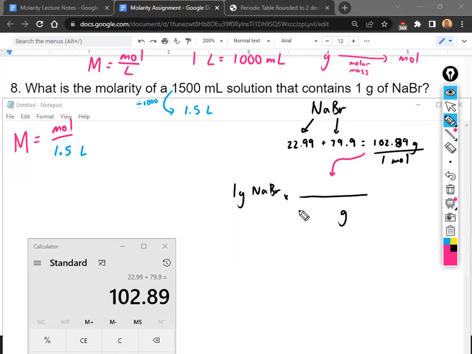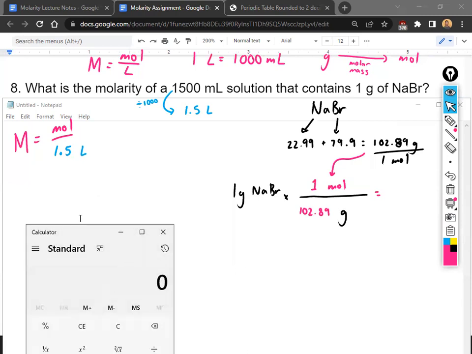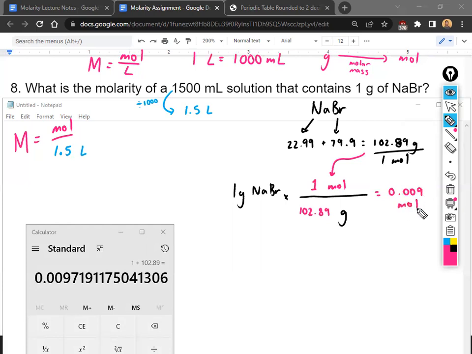So 102.89 on the bottom, and then 1 mole on the top. We just do top divided by bottom, 1 divided by 102.89. Our answer here is just going to be 0.00, and I'll just end it at 9 moles. If you put 9.7, that's fine too. If you just put 0.009, that's all good, as long as your value is close.